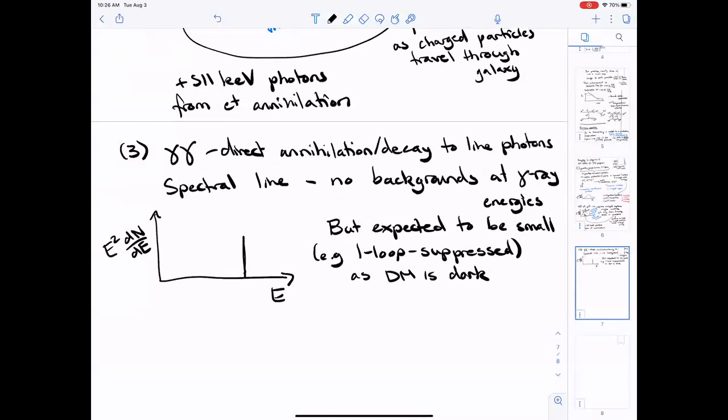You can set beautiful constraints on it, but when you see limits that say the bound on this is way below the thermal relic cross section, that doesn't usually tell you that dark matter of that mass is ruled out as a thermal relic, because the expectation is only a small fraction of annihilations will be into a channel like this. Any questions on that?